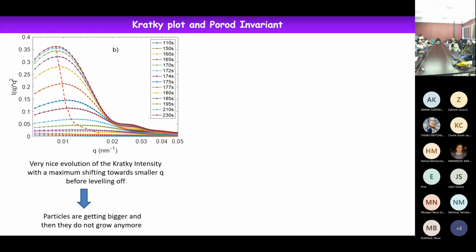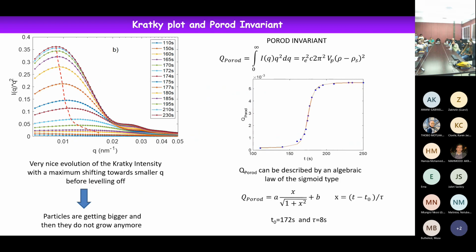And if you plot this in terms of Kratky plots, you can see that there is an evolution of the maximum position of the curve, meaning that, as I told you, this maximum is inversely related to the radius of the particles. So if this maximum is going like this, it means that the particles are growing. Okay? And now we can plot the Porod invariant, and this Porod invariant is evolving like this.